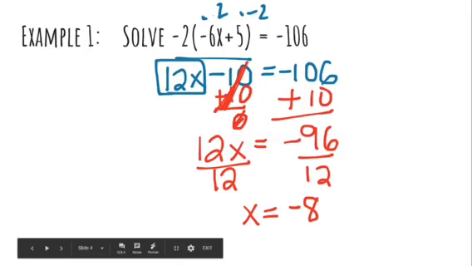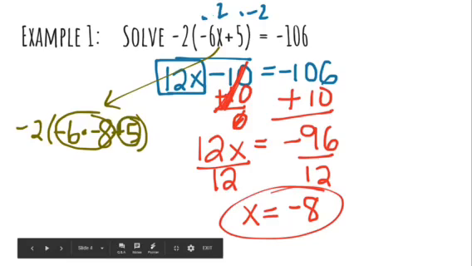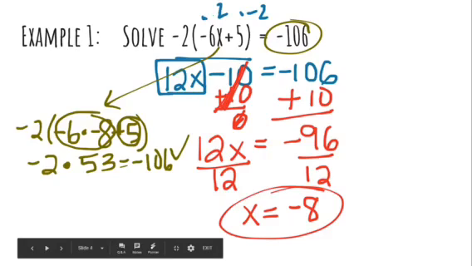The next thing I want to do is plug in just to make sure that's right. So here we go, -2 times the quantity of -6 times -8 plus 5. This is going to give me 48 plus 5 is going to give me 53. I'm going to bring down my -2 times 53, and yes, that's -106, which is what we were looking for. So that works.